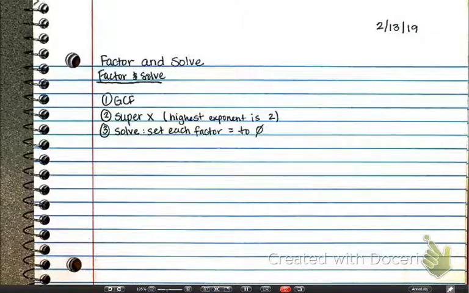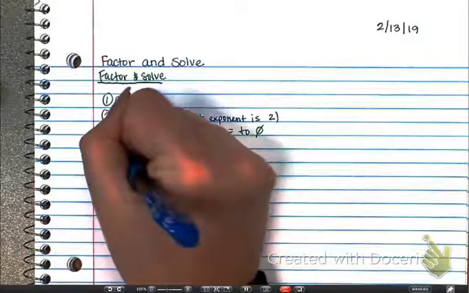You ready? We're tired this morning, apparently. Okay, so let's just jump into it.